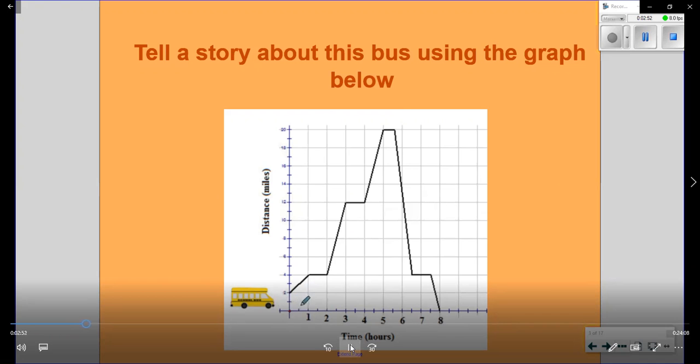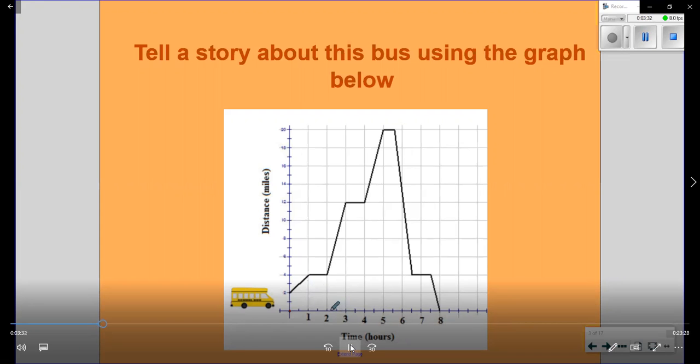So the bus is taking a bunch of kids on, I would say, a road trip. And it looks like it's going to be lasting 8 hours from the time that they start to the time that they end. So at the starting point, they're, let's say, 2 miles away from the school. Now it seems like the graph is going up. So within an hour the graph is going up. So I would say that the bus is in motion, it's driving, so for an hour they're in the bus, sitting, talking, listening to music, whatever.